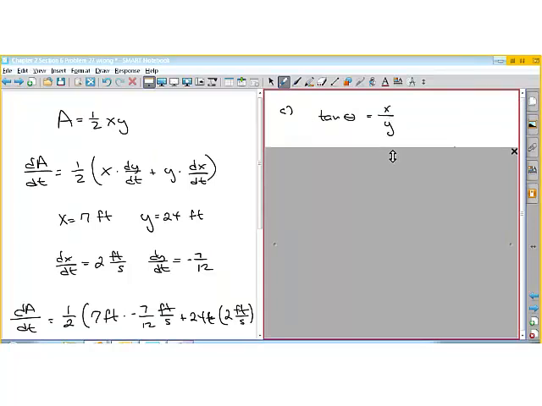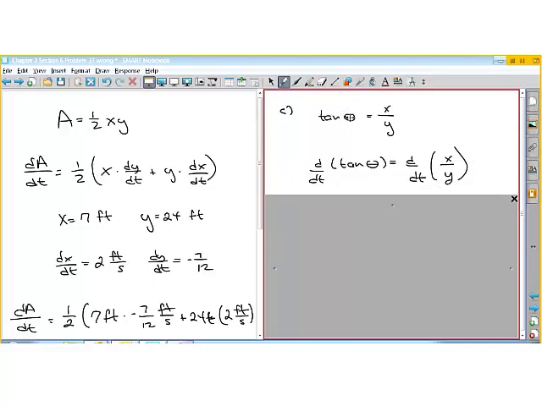So it's x over y, opposite over adjacent. So you take the derivative of each side with respect to time. We take the derivative with respect to time of the tangent of theta. Well, the derivative of the tangent is secant squared. So it's secant squared of theta, but then we have to add the d theta dt on the end.